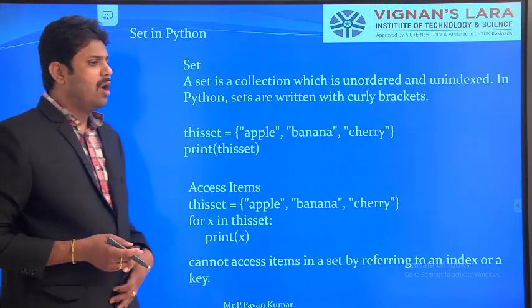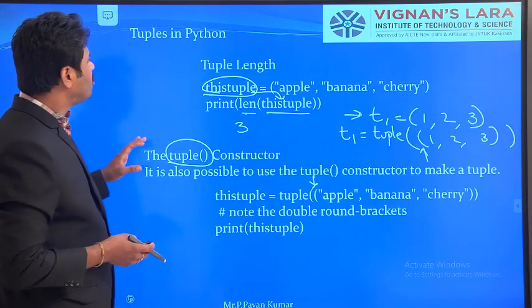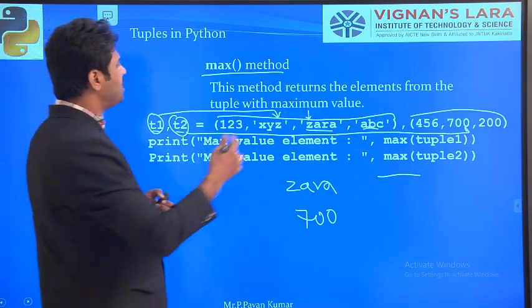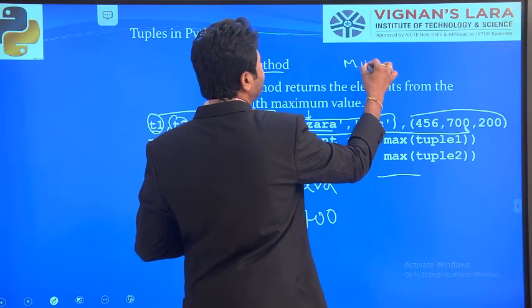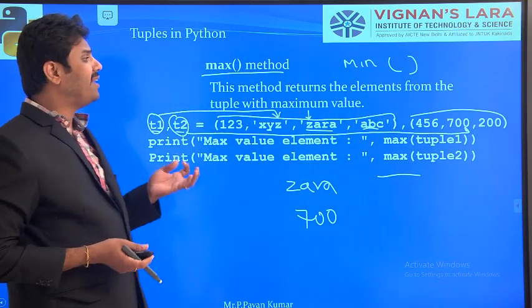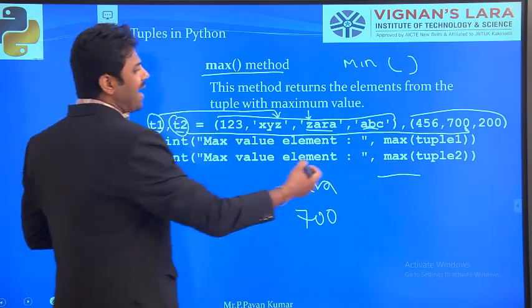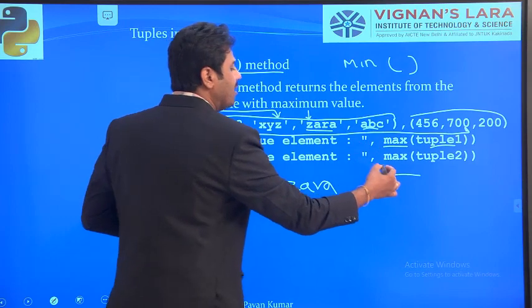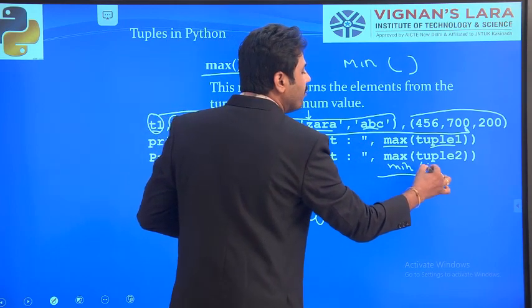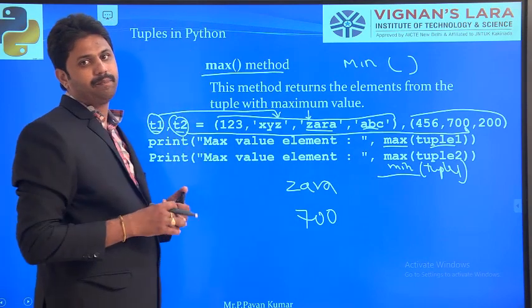Next, this is the concept we have in tuples, and also one thing we missed. Here we have min. Min is also a method which is used to find the minimum element in the tuple. Just as you write max of tuple 1, you can use min of tuple 1, which returns the minimum element in the tuple.